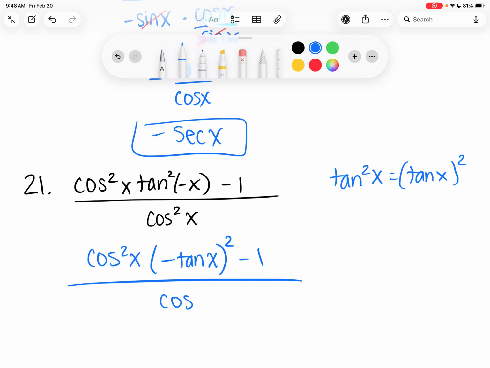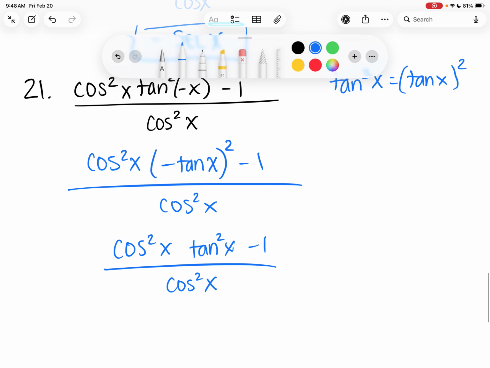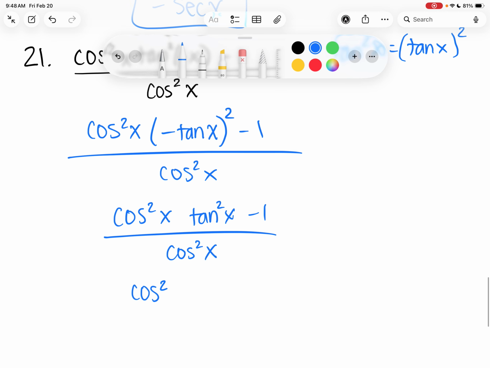So what happens when I square this? It becomes positive. So I have cosine squared x times tangent squared x minus 1 over cosine squared x. Now I would see if I can rewrite tangent in terms of sine and cosine. So how would I do that? Sine over cosine. In this case, because it's squared, it'll be sine squared x over cosine squared x.